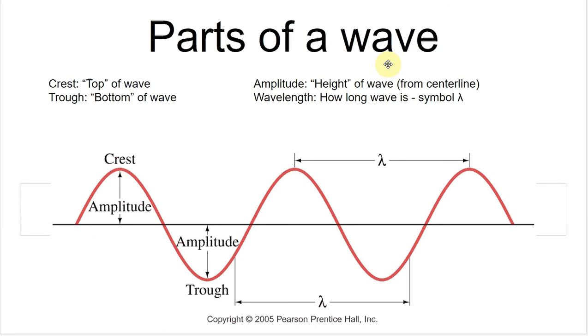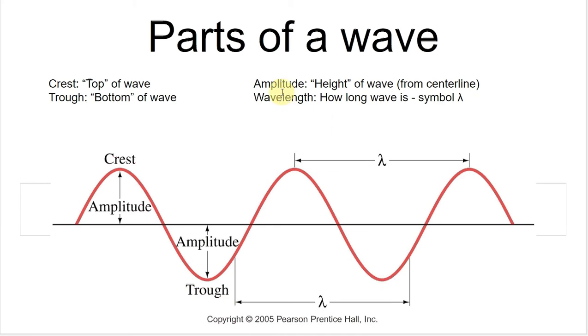Alright folks, I am making this video to hopefully explain to you a good way of understanding the different parts of a wave. So the four main things that I've got labeled in this picture I want to talk about are crest, trough, amplitude, and wavelength. The crest is the top of the wave, so here's a crest, and here's a crest. The trough is the bottom of the wave, so here's a trough, and here's a trough.